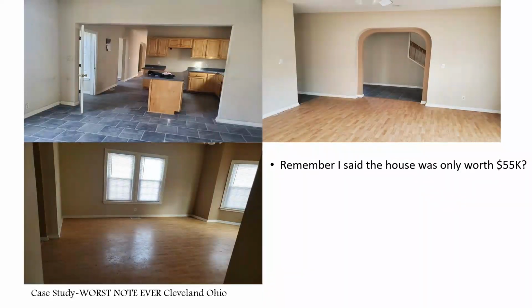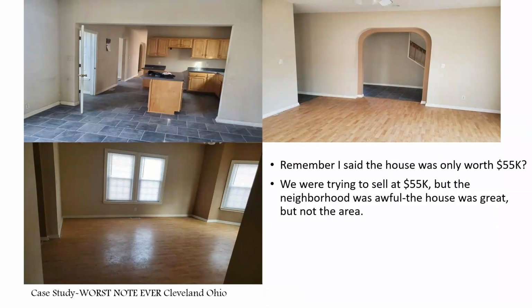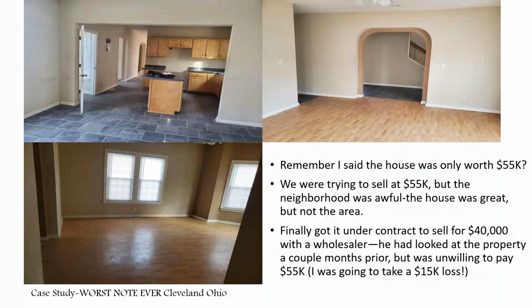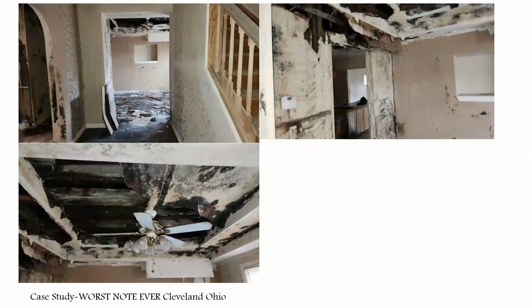Now, this house was great on the inside. It was only worth $55,000. We were trying to sell the house at $55,000. We were going to end up taking a loss, but the neighborhood, even though the house was great inside, was terrible outside. We finally got it under contract to sell it to a wholesaler for $40,000, and he was in the middle of a couple of deals. We agreed to a 60-day escrow. All right, we were going to take the $15,000 loss.